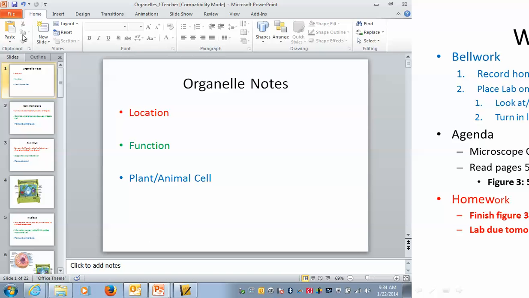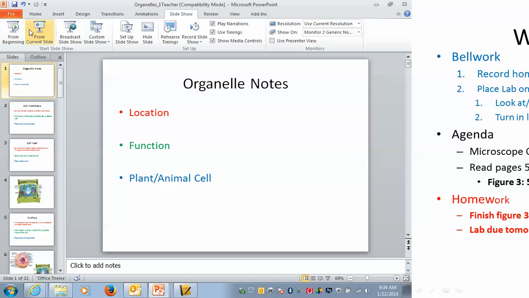Hi students. Today, while we are taking notes, notice how things have been color coordinated for you. While you're taking notes today, if there's anything in the location that needs to be filled out, put that in red. The function needs to be in green, and you need to label whether it's in a plant or animal cell. You need to make sure that that's in blue. So make sure it is color coded on your notes while you're filling it in.